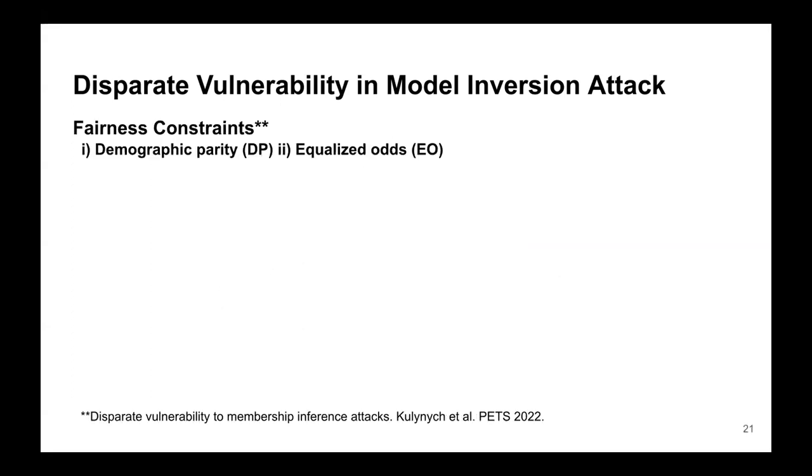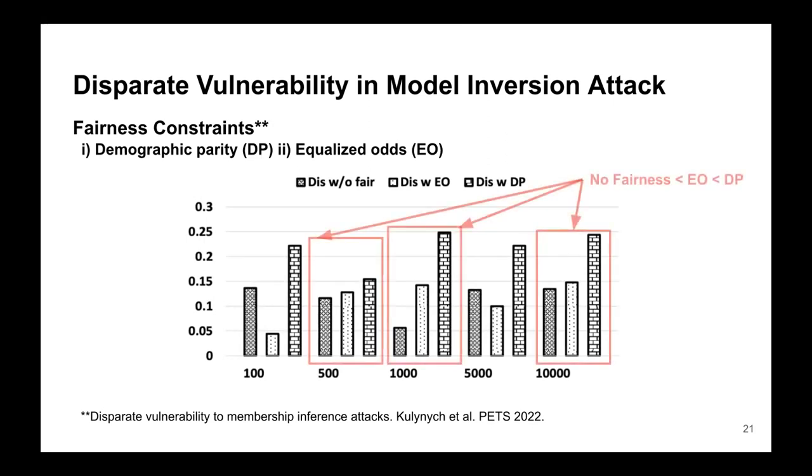So we also investigate another concept, the fairness constraint, and we apply both demographic parity and equalized odds. They are widely used concepts for disparate vulnerability mitigation in membership inference, and we try to see what happens if we apply them to the model inversion attack. We observe that although they are applicable for reducing the disparity in membership inference, in the case of model inversion attacks, the model without any fairness constraint in many cases has a lower gap in vulnerability among the subgroups compared to when we apply either of the fairness constraints. So we conclude that fairness constraints in the model inversion attack do not effectively mitigate the disparate vulnerability.